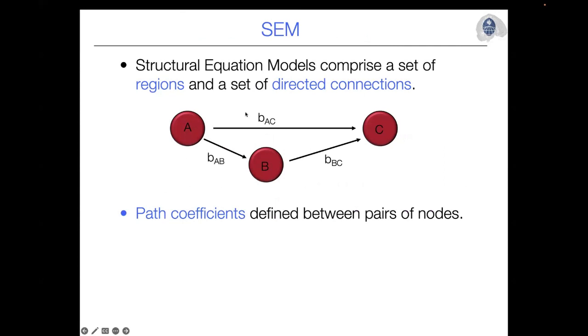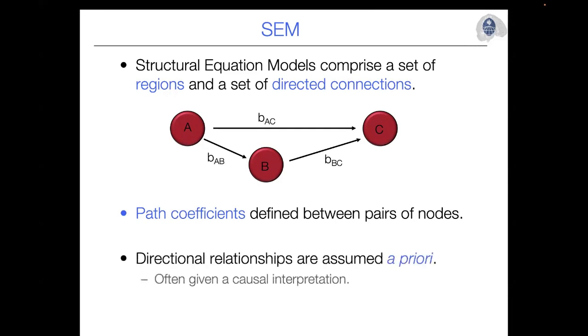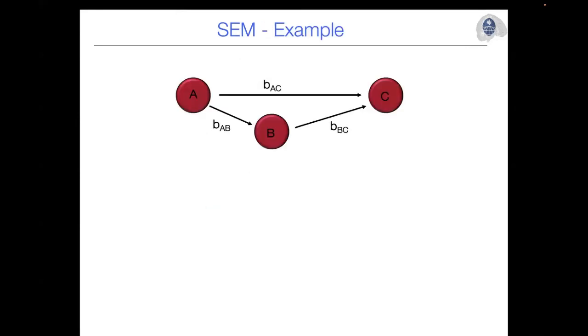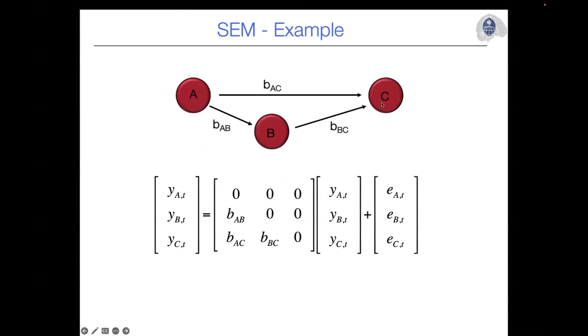So these techniques basically, you hypothesize a network like this. Here there's three different regions, and they have a unidirectional flow in this manner, and you want to estimate, using activation in these A, B, and C, what these paths are: the strength of the path between these, how this information transfer takes place. And so this is all assumed a priori. It's often, I think, erroneously given a causal interpretation, but you can set up a problem like this.